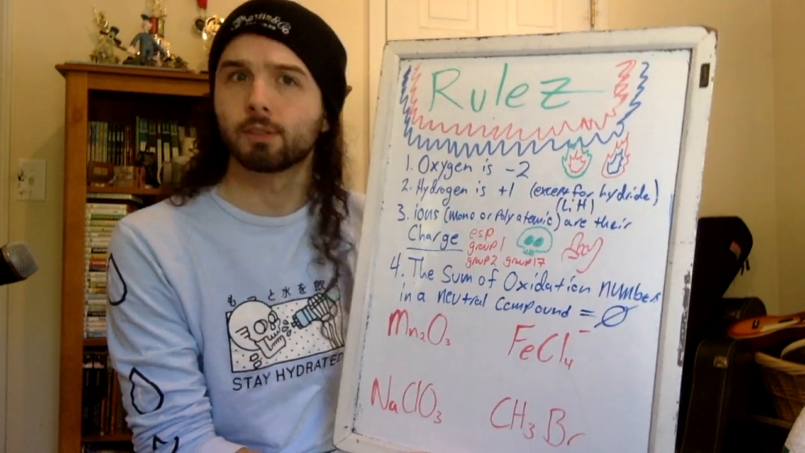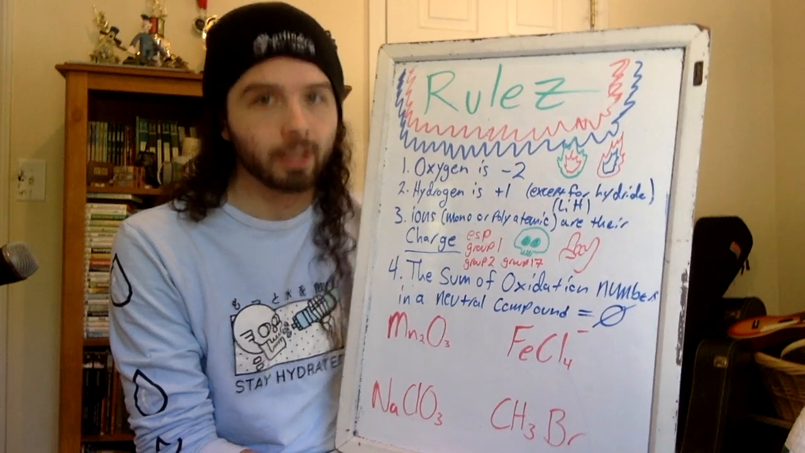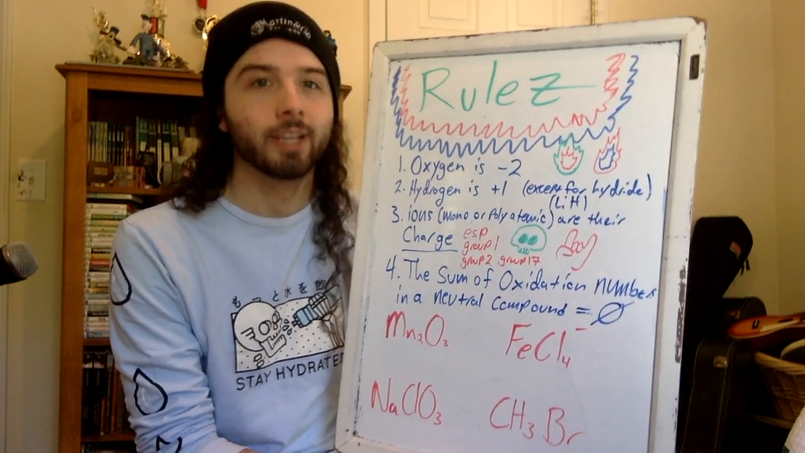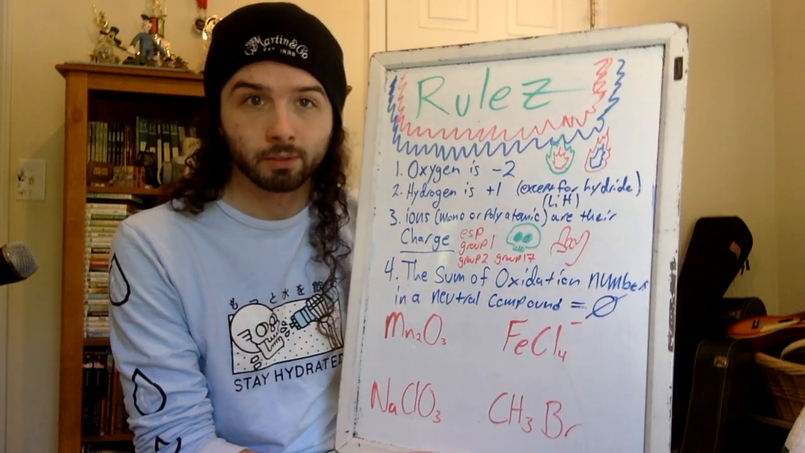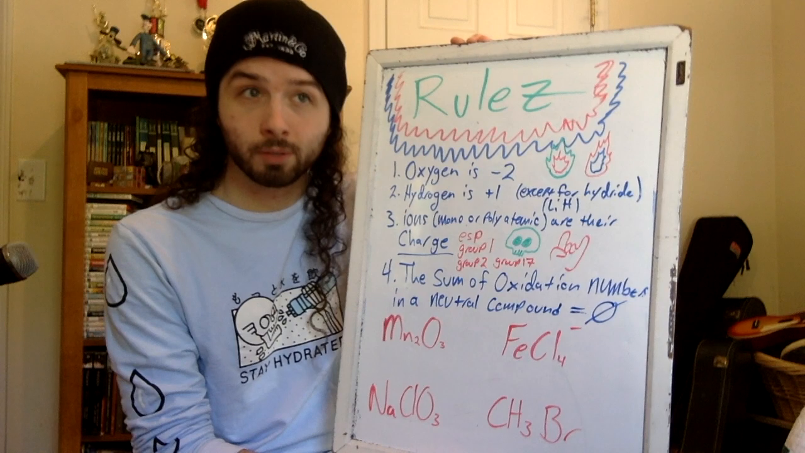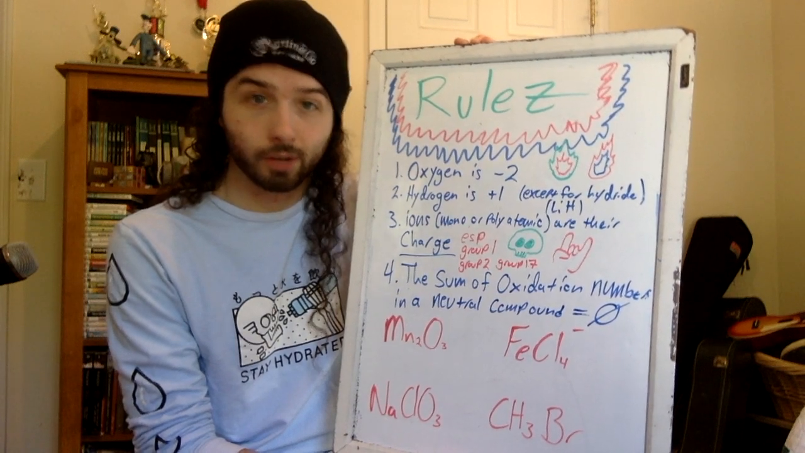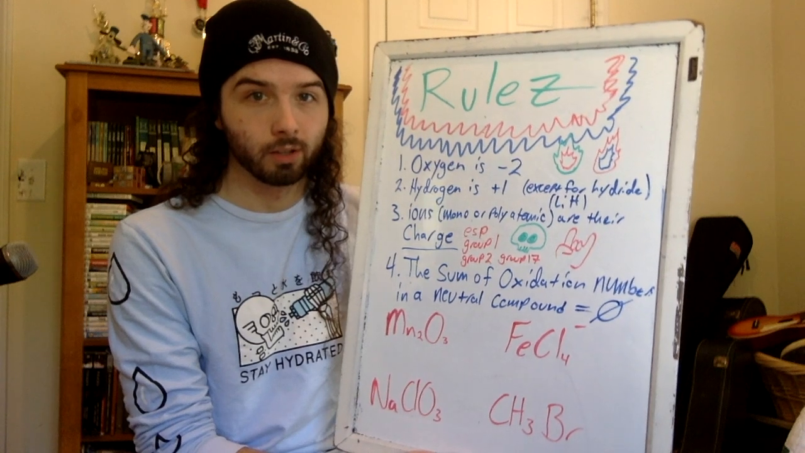There are some exceptions. There's always exceptions, right? If we have a hydride, like lithium hydride, where hydrogen is acting as our anion, then it can have a -1. But for the most part, hydrogen is going to be a +1. Okay? You with me so far? So oxygen -2, hydrogen +1.